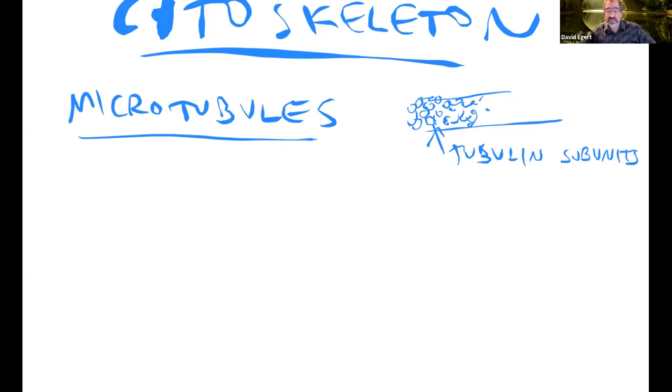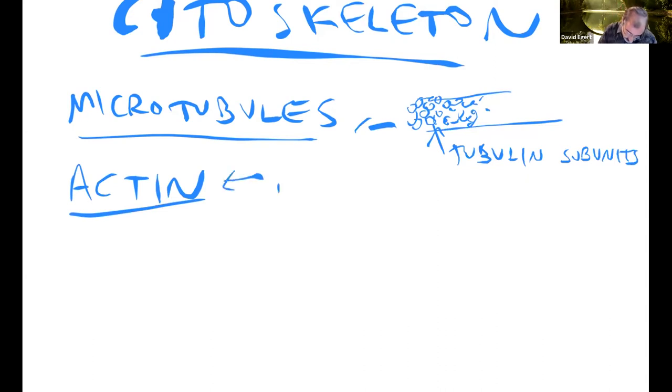And basically, you can just add more subunits and the thing gets longer, or take them away and the thing gets shorter. So these things can grow and retract pretty dynamically. Another protein that we see a lot in a cytoskeleton is actin. Actin is also what we call microfilaments. These are going to play an important role when we get into muscle contraction.